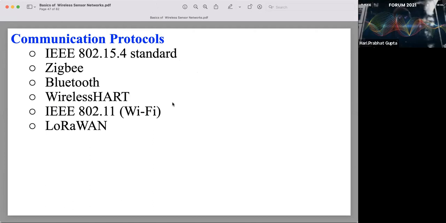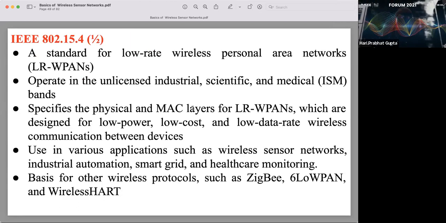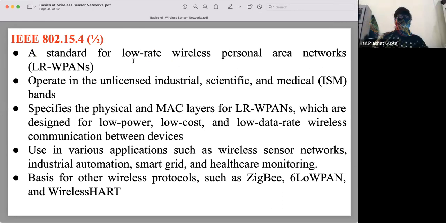So wireless sensor networks support various communication protocols, as we have already seen. And very well known is the IEEE 802.15.4 standard. This is not only a communication protocol, this is a standard, and the communication protocol is based on that standard. This standard is designed for low-rate wireless personal area networks. That means you need to transmit very limited data, and your personal area network is there. You can transmit your data in that case, and it works on the unlicensed industrial, scientific, and medical ISM bands. The good thing is that you are not required to pay any cost while you use this standard for transmission of the data.